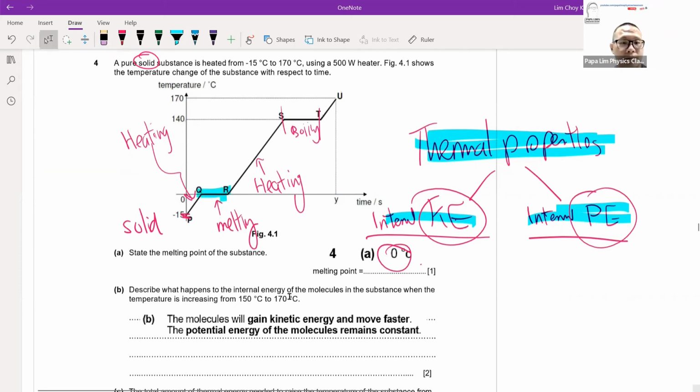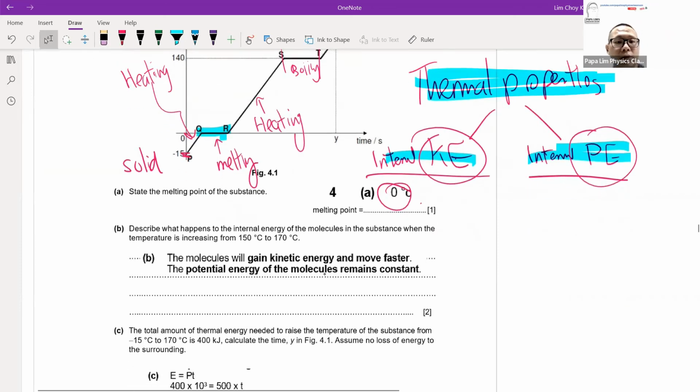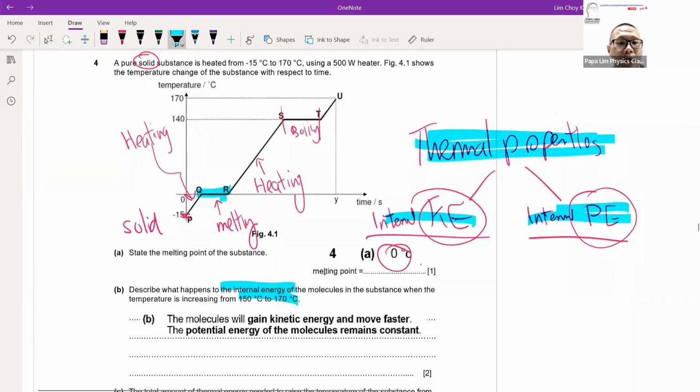I would say straightforward. Then what happened to the internal energy when the temperature increased from 150 to 170? So look at 150 to 170. Where is 150? It is here. 150 to 170 is the heating phase. For the heating phase, we always look at two energies: the kinetic energy and the potential energy. It's always written in this format.